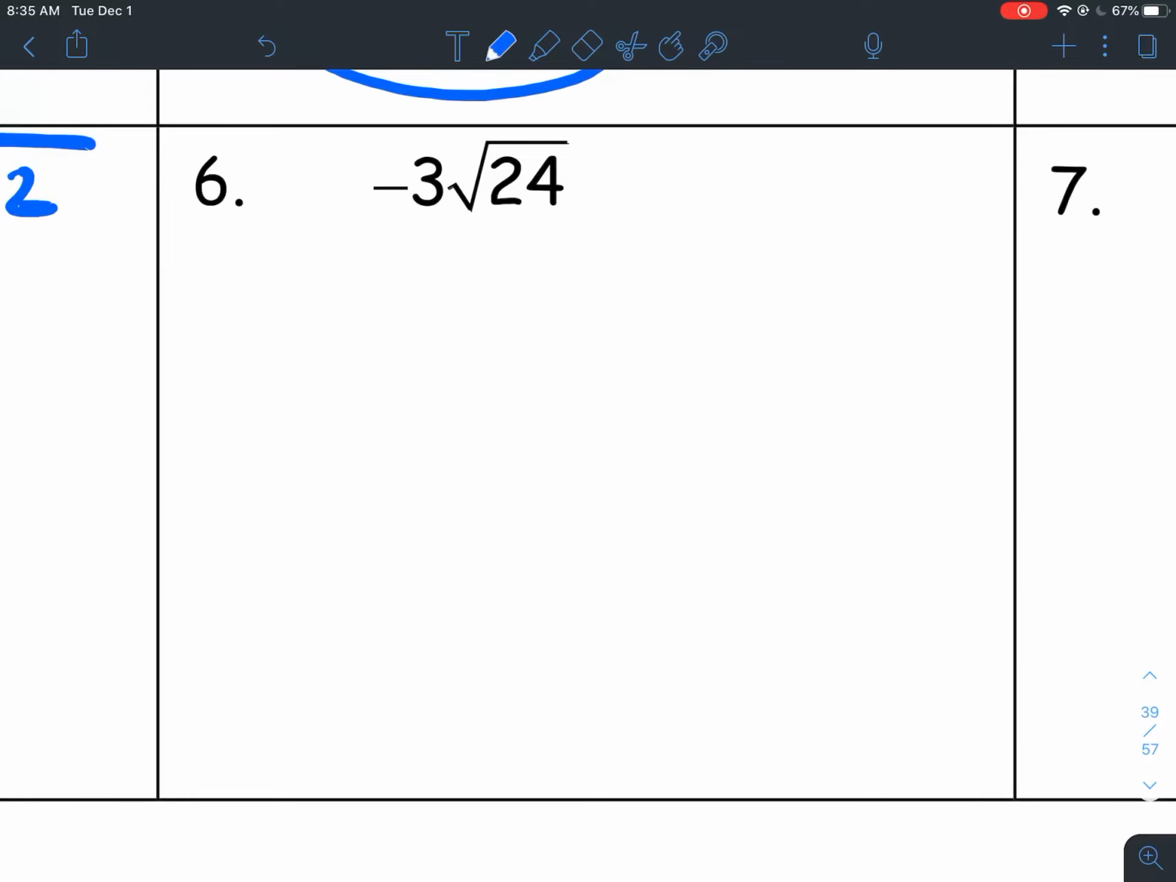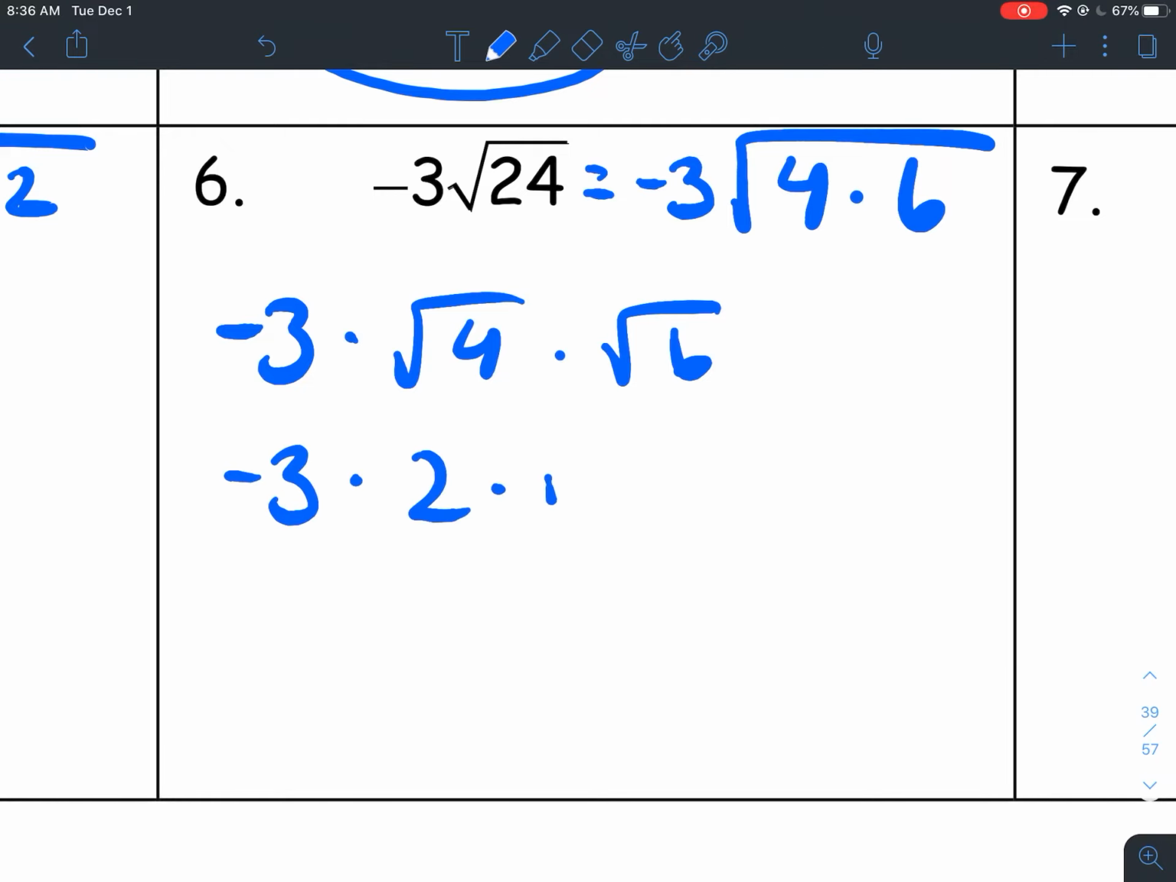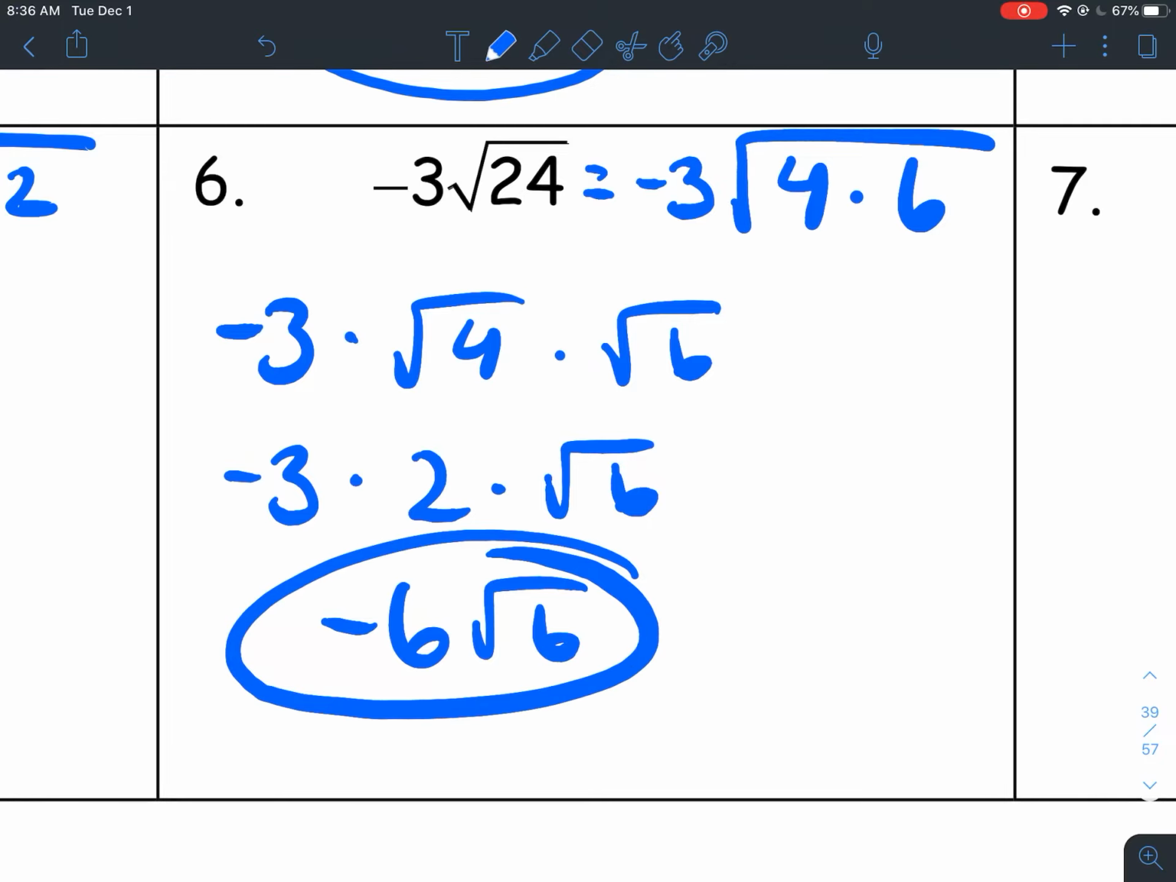Number 6, again, we have to try and break down root 24. So we're, of course, going to want to use our perfect squares. We've got a negative 3 out in front. We can break down 24 into 4 times 6, which gives us negative 3 times root 4 times root 6. Negative 3 times 2 times root 6, which is going to give us a negative 6 root 6.